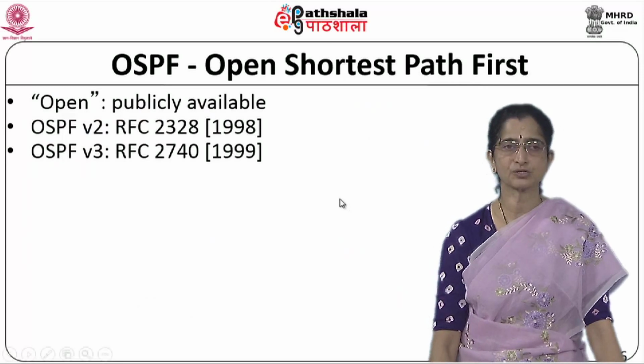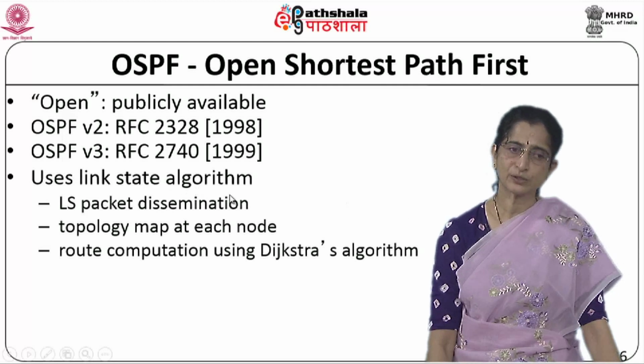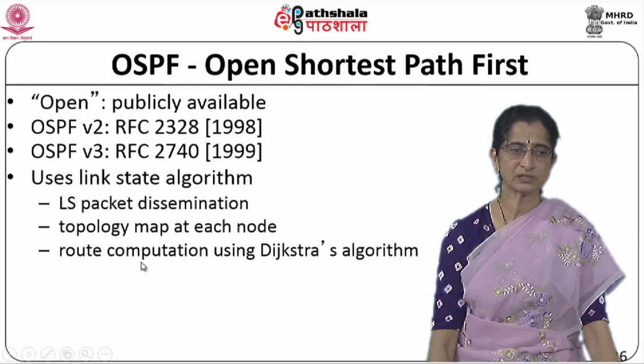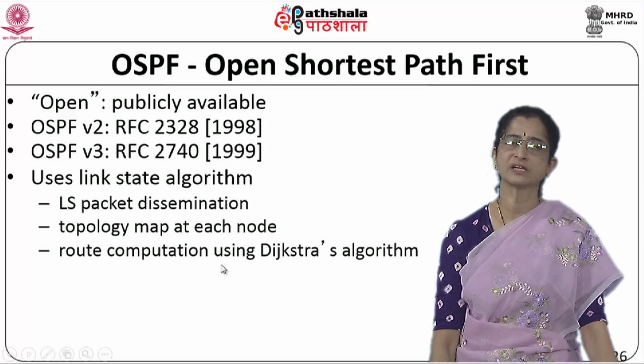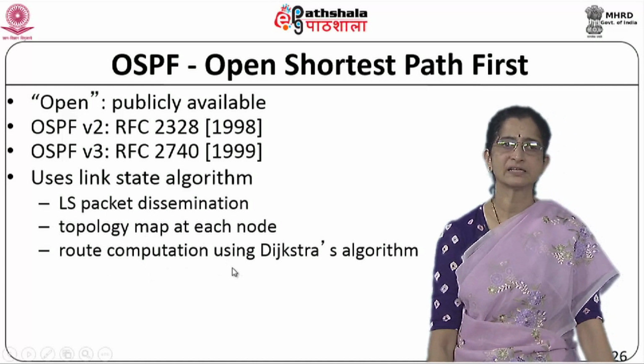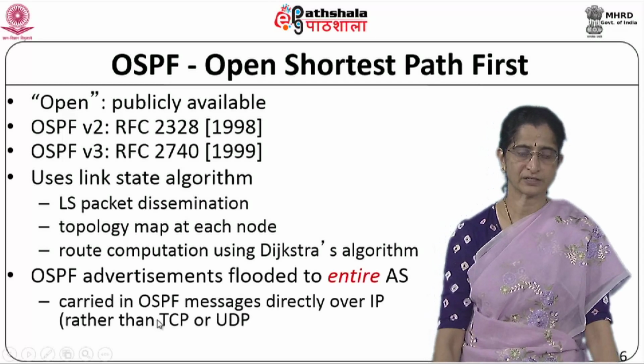Of course, one of the ones which is used in the IP network today works based on this link state algorithm. So it uses all these features that we talked about, that is LS packet dissemination, topology map at each node, route computation using Dijkstra's algorithm. So all these are things that we just talked about. In addition to that, there are a few other things also that it does.